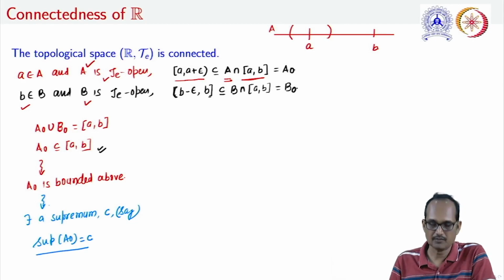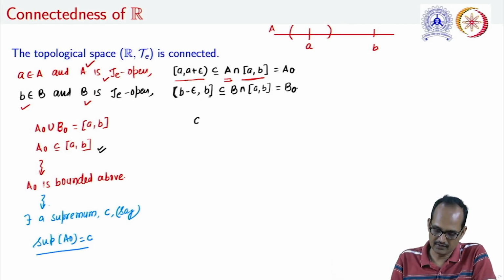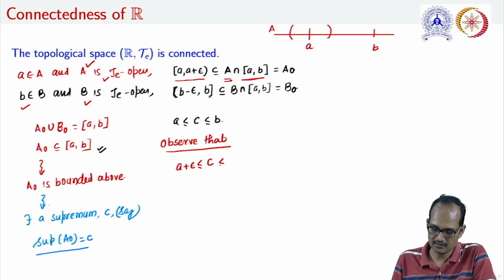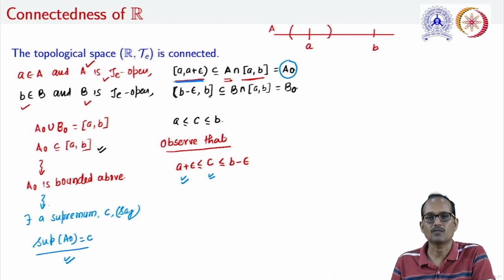Also, as A naught is a subset of the closed interval [a, b], we can say that C will always lie between a and b. Now what can we observe? C will always be greater than or equal to a plus epsilon, and this is less than or equal to b minus epsilon. Question is why? Answer is just, what is C? C is the supremum of A naught, and A naught is a superset of this interval. And what is the supremum of this interval? That is a plus epsilon. Therefore, C will always be greater than or equal to a plus epsilon.